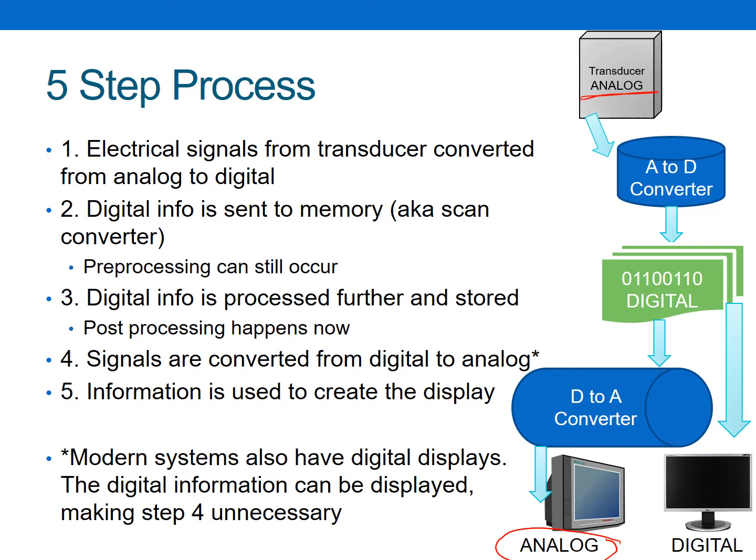So it is technically a 5-step process if we're using an older system. We're doing transducer to analog to digital converter to the memory to the digital to analog converter to the display. And again, in newer systems, it's only a 4-step process: transducer, A to D converter, memory, and then straight to the display.